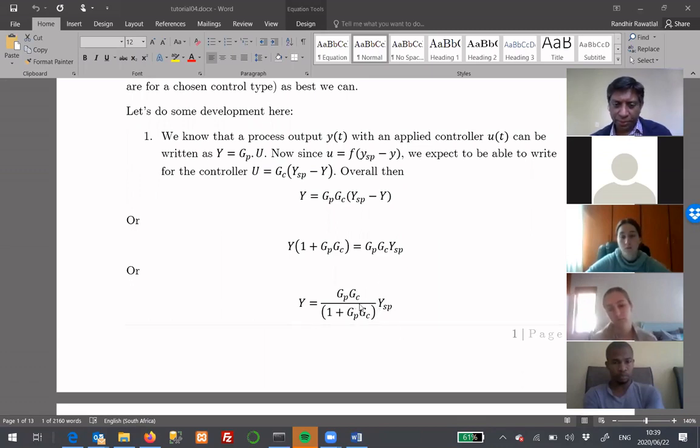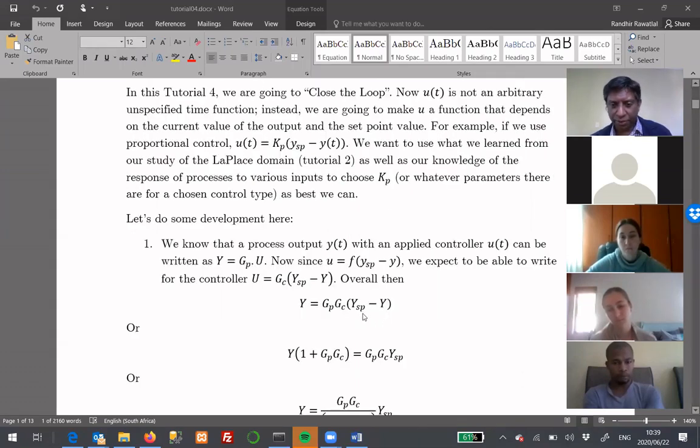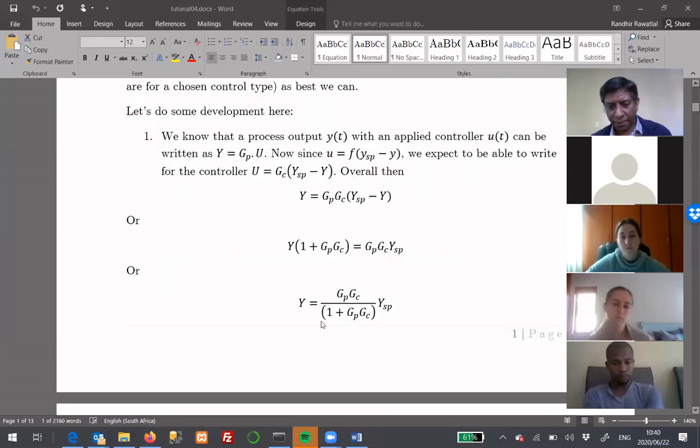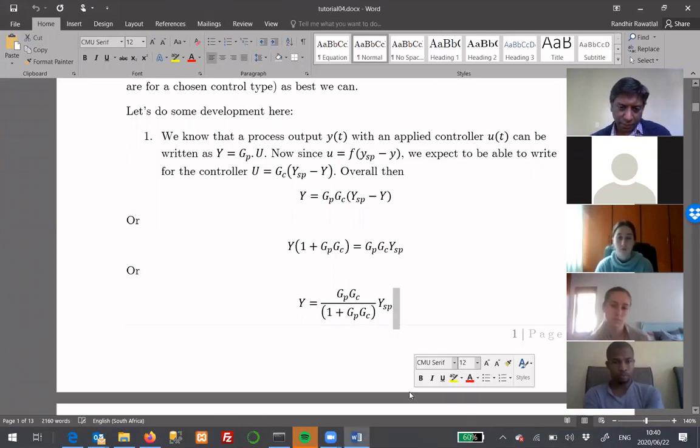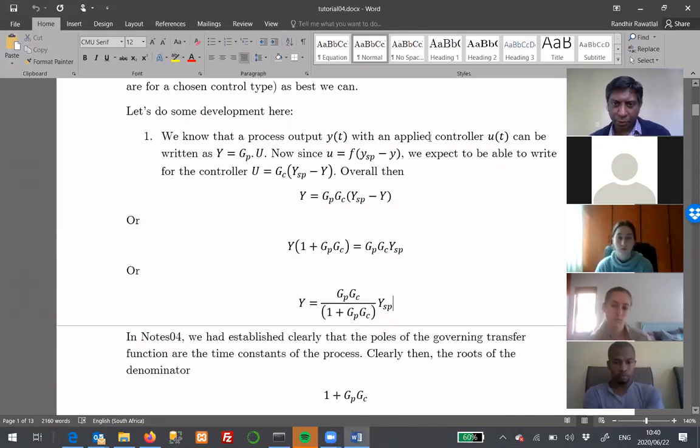So now we are influenced by the controller, where the controller is this time based on the difference between the set point and the current value. So when we do that, we no longer just have G_P. If you look in tutorial 3, we always had y equals G_P times u. Now that we've specified a form for u like this, we can say that y is equal to G_P G_C over 1 plus G_P G_C times Y_SP. So that's the new form that we are working with now, which is just a consequence of specifying this. Okay. I can pause there. Any questions or comments there?